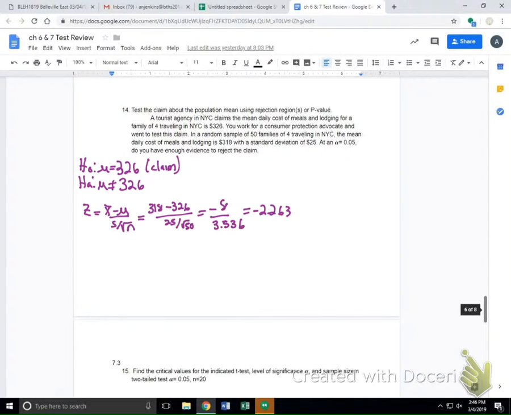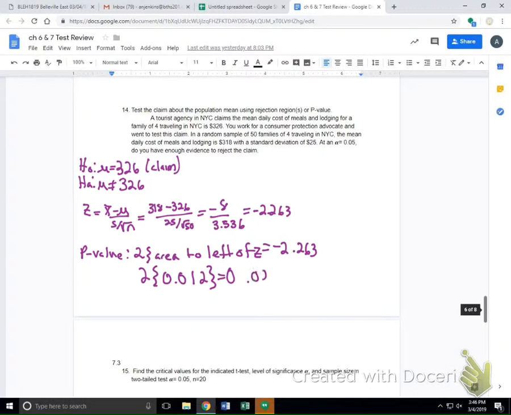Okay, sorry for the confusion. I wasn't sure which method I used for this. So when I did it, I did the p-value method. So p-value, remember, is going to be 2 times the area to the left of your negative 2.63, which is 2 times... if you look in the back for that, you'd see that's 0.012, so 0.024. So your p-value is less than your alpha because 0.024 is less than 0.05.